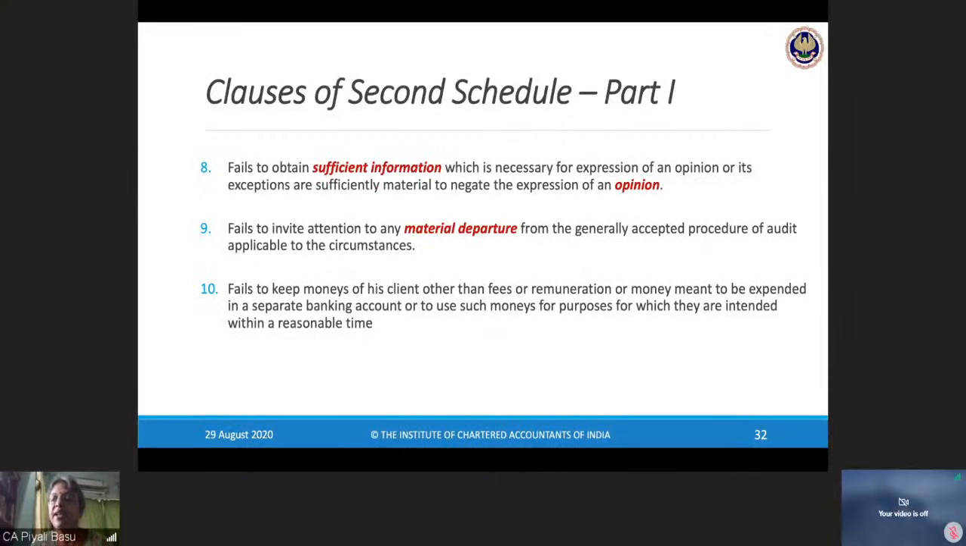So that we can later produce it as proof that this is the basis of judgment. On this basis we have taken the judgment. All right. So we are guided by the auditing standard, and this is the generally accepted audit procedure. Then we are not falling under misconduct. It will not be construed as a misconduct under clause 9, part 1, second schedule.